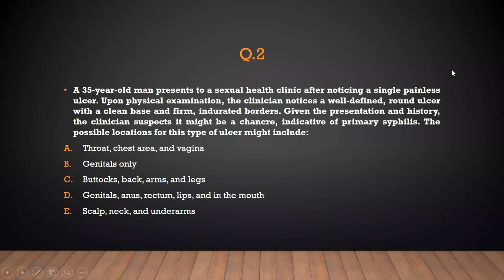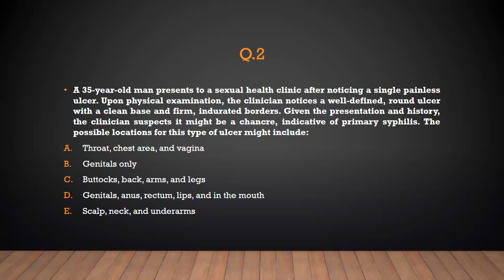A 35-year-old man presents to a sexual health clinic after noticing a single painless ulcer. Upon physical examination, the clinician notices a well-defined round ulcer with a clean base and firm indurated borders. Given the presentation and history, the clinician suspects it might be a chancre, indicative of primary syphilis. The possible locations for this type of ulcer might include A, throat, chest area, and vagina. B, genitals only. C, buttocks, back, arms, and legs. D, genitals, anus, rectum, lips, and in the mouth. E, scalp, neck, and underarms.